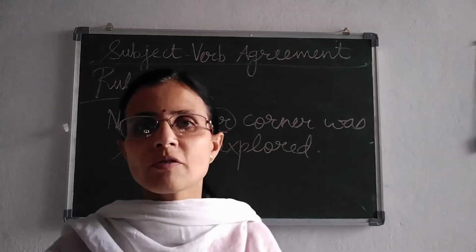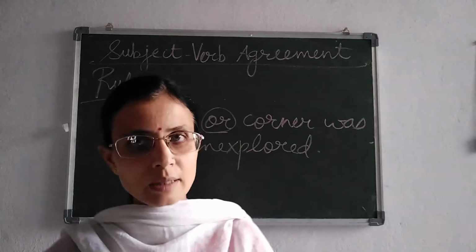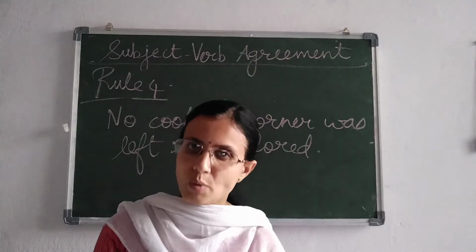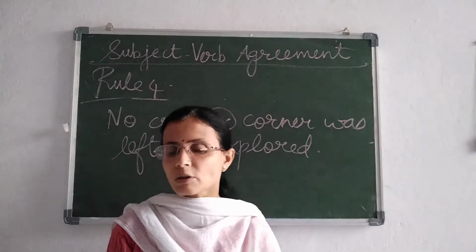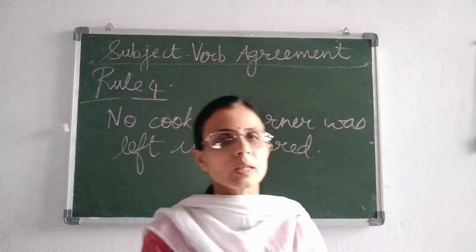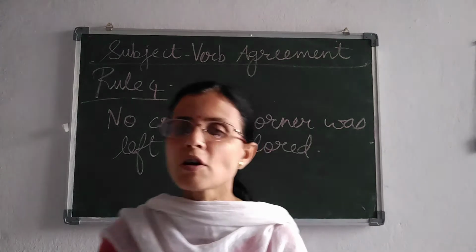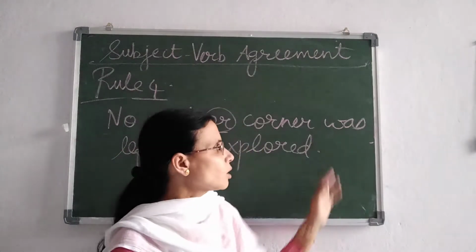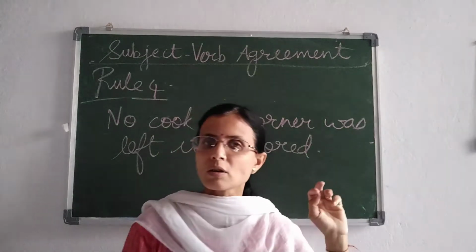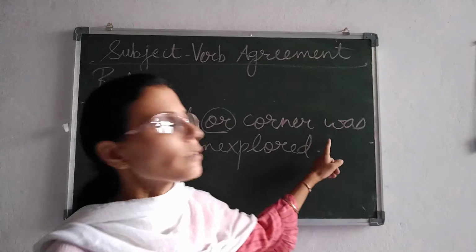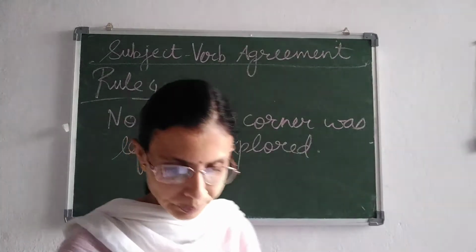Singular form of be in present tense is is. Singular form of be in past tense is was. Plural form of be in present tense is are. Plural form of be in past tense is were. So this you should know. Here the sentence is in past tense and singular form. That's why we are using was.